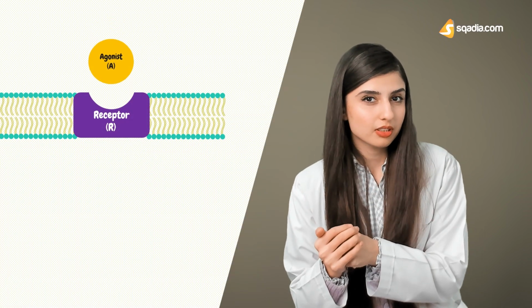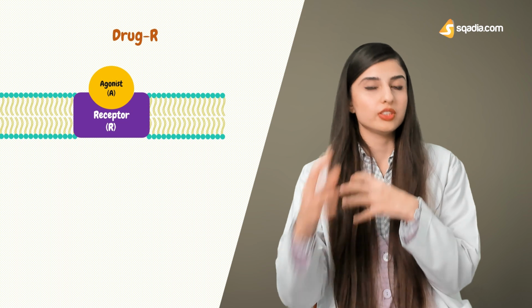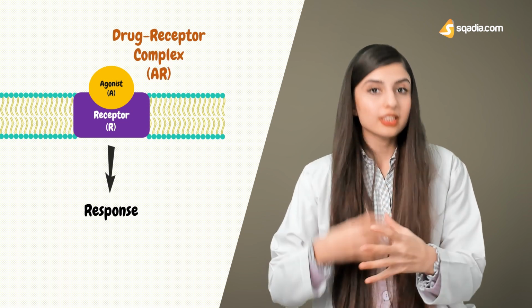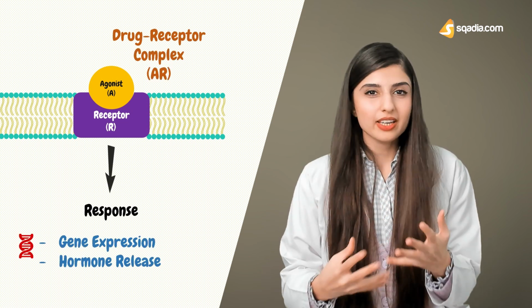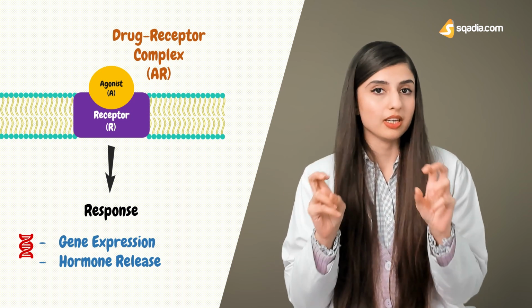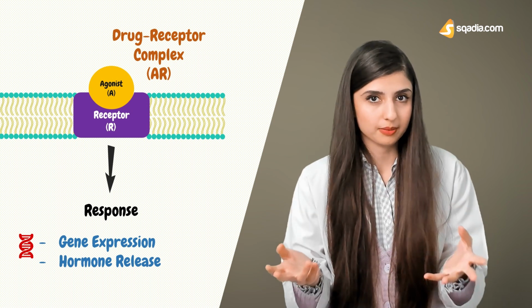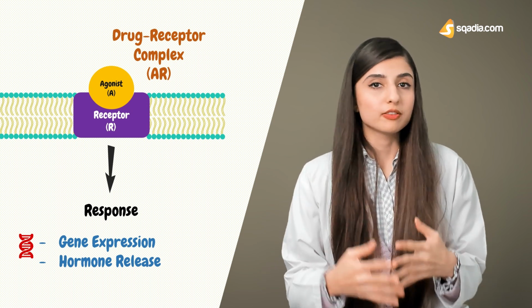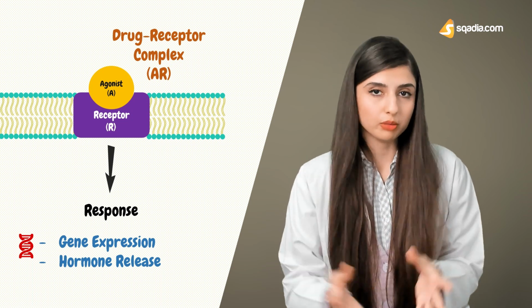Now, we can also classify agonists and antagonists as ligands. And these, especially agonists, can either be neurotransmitters, hormones, or even drugs. And what they do is that basically they bind to the receptor and they cause a certain change in the receptor. And in turn, they activate certain pathways or mechanisms inside the cell, which we can call as they produce a response in the cell. Now, this response can either be in the form of gene expression or secretion of hormones.